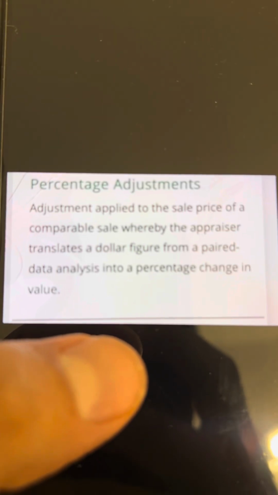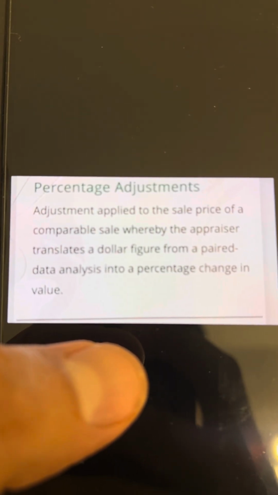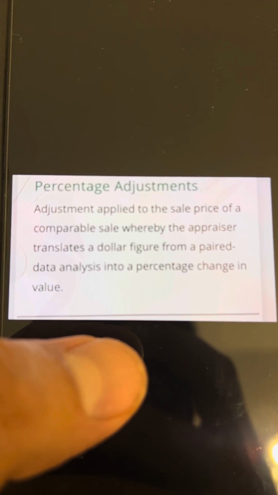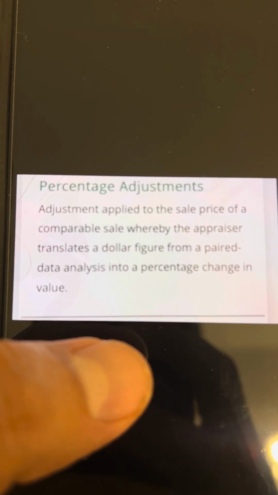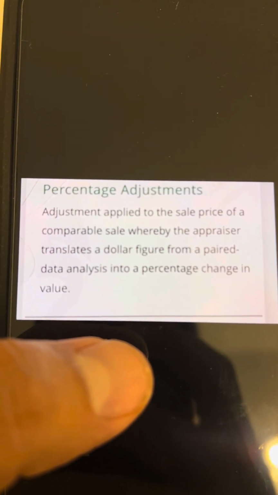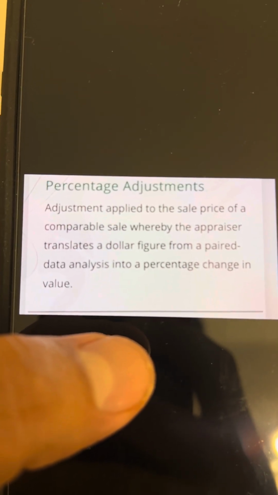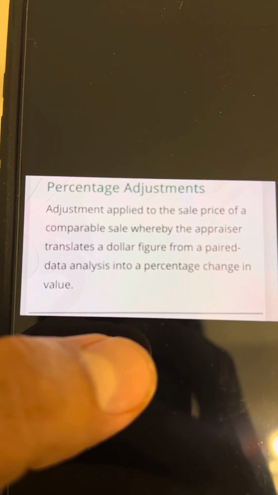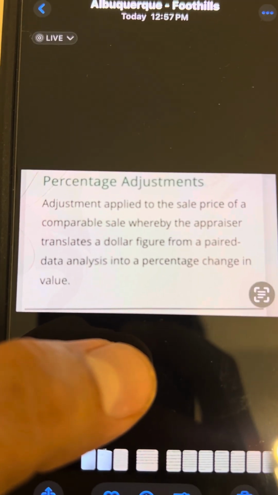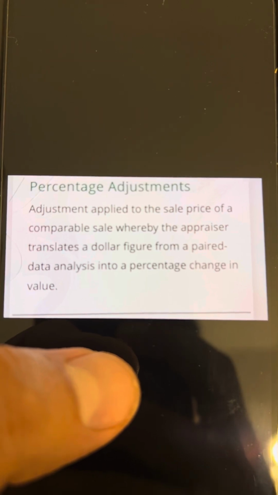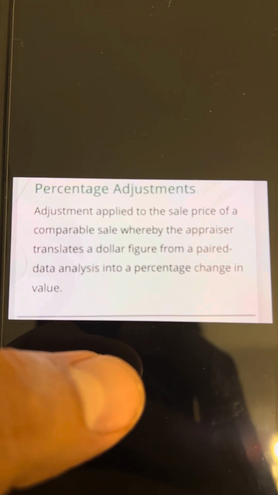Number 2, adjustment applied to the sale price of a comparable sale whereby the appraiser translates a dollar figure from a paired data analysis into a percentage change in value. The answer is percentage adjustments.